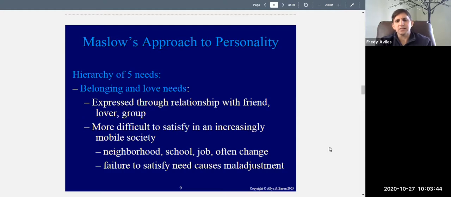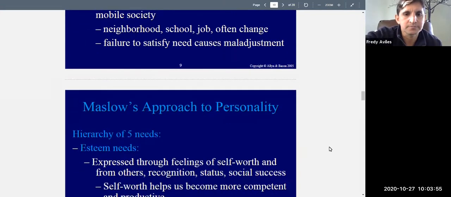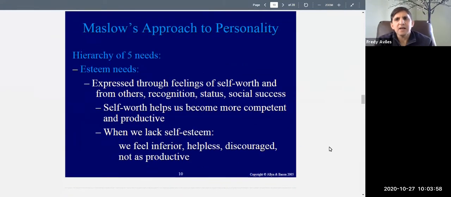It causes all kinds of maladjustment problems: depression, loneliness, resentment, anger, right? All sorts of things when we are alone, when we don't feel loved. Let's keep going. We also have esteem needs.